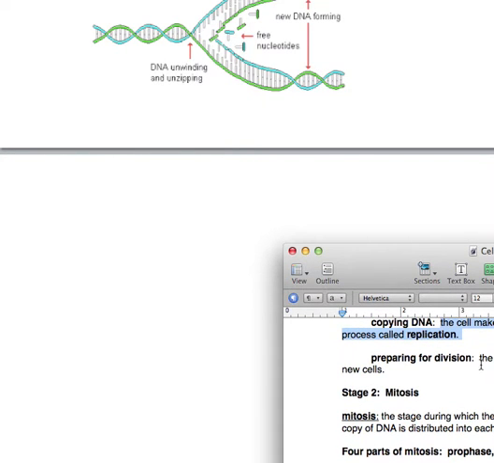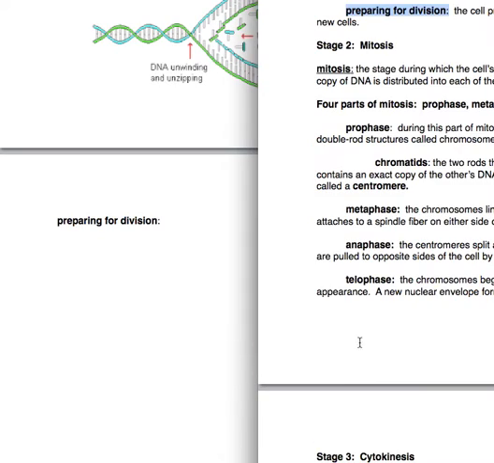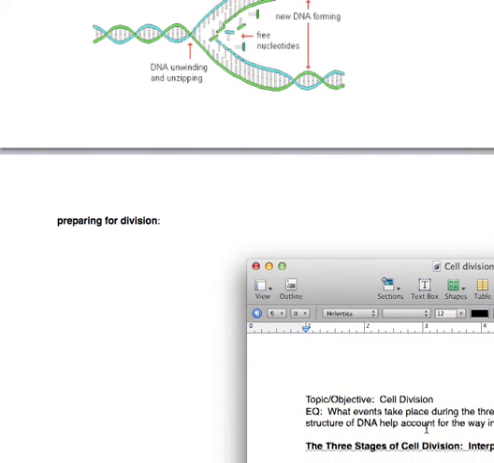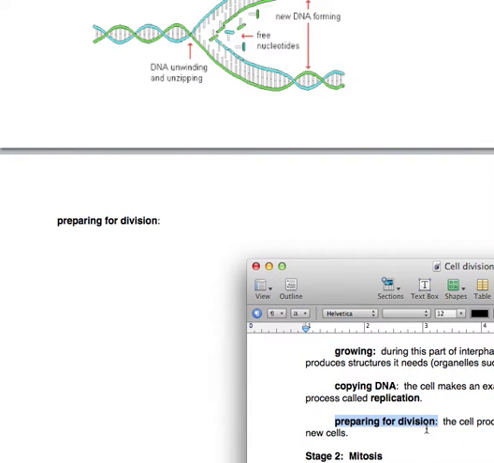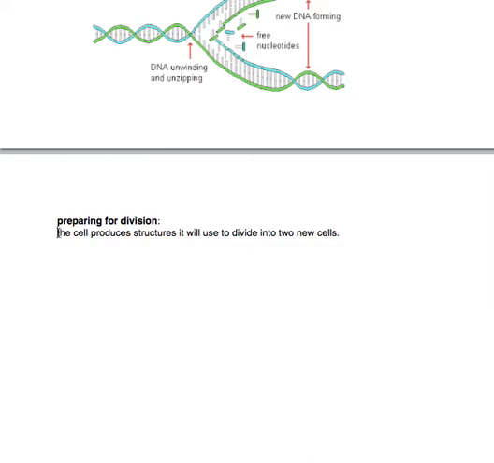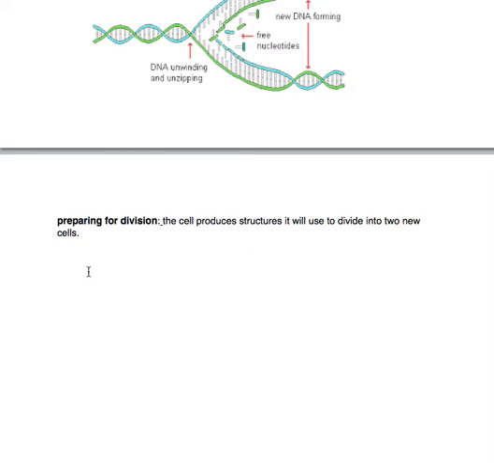Next, the cell prepares to divide. So it's getting ready to split into 2. And how does it do this? Well, it produces structures. Sorry. It does this by producing structures it will use to divide into 2 new cells. And I'm not going to really get into that. But it makes little things on the sides of the cell that help it pull it apart into 2, basically.